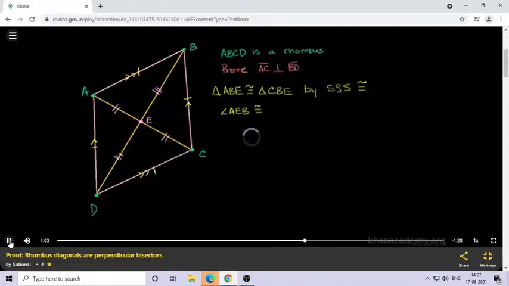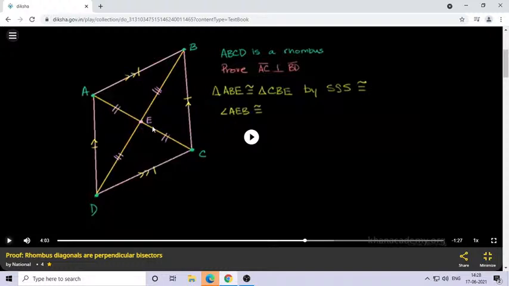Now I will explain it, just because the video is taking time to load. See here, after proving these two triangles as congruent, we are taking these two angles, AEB. So angle AEB is equal to angle BEC. So these two angles are equal by CPCT. So this angle and this angle are equal.